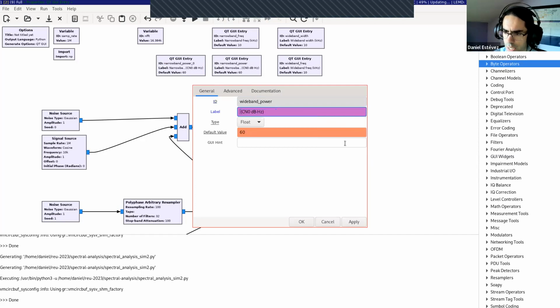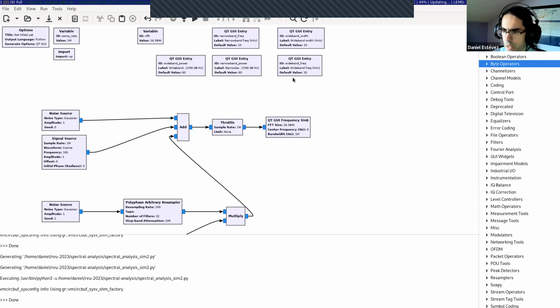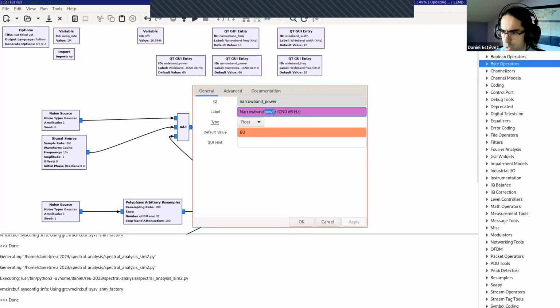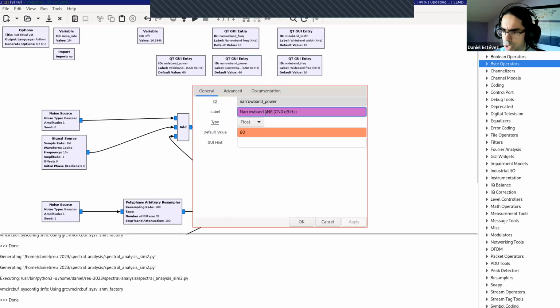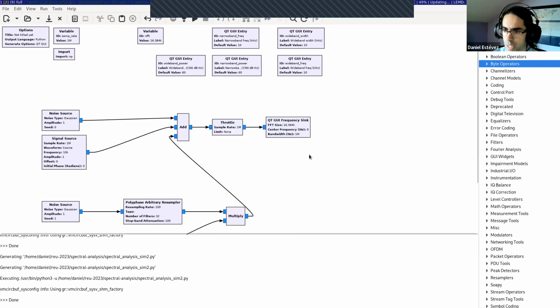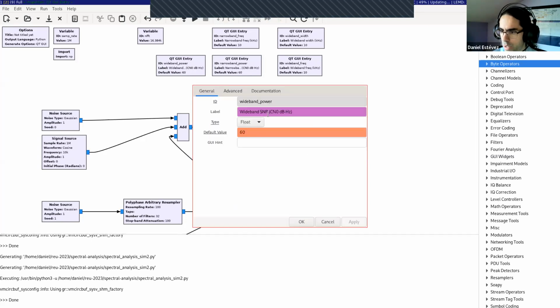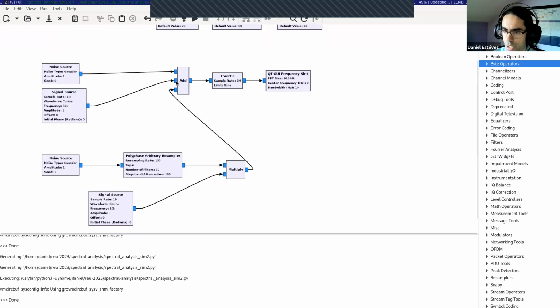Wideband, I should say SNR rather than power, because power is usually referred to on an absolute scale, and SNR refers to signal to noise ratio, which is what we're doing. We're comparing the signal power with the noise power. So wideband SNR, and this is in dBs. Let me set 20 to see that we get the same values here, amplitude 1.